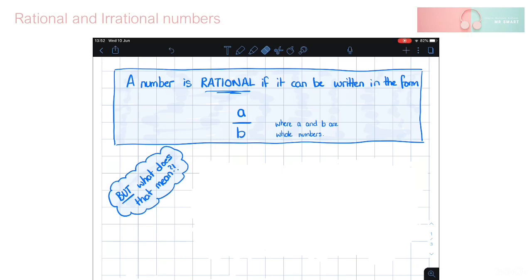In this video, we're going to be looking at rational and irrational numbers. Let's start with rational numbers. So a number is rational if it can be written in the form a over b, where a and b are both whole numbers. So what do we mean by that?